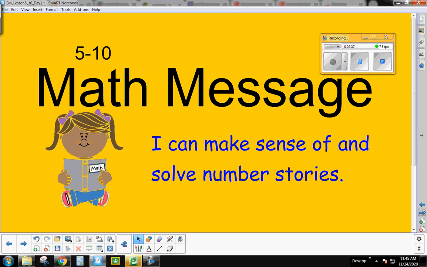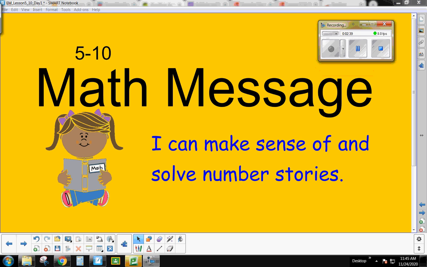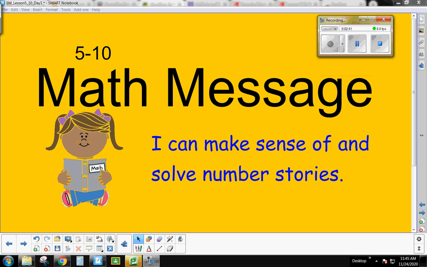All right, so looking back at what we're going to be working on today, we're going to be working on some number stories or word problems, making sense of them and being able to solve them. Now I know a lot of times we don't like word problems or number stories because, well, it's a lot of words, but really, it's very important for us to work on number stories because these are real life problems. It's not just a bunch of numbers on the page that we tell you how to solve and you solve it. When you have a number story or a word problem, you have to figure out what to do to solve it. And that's real life.